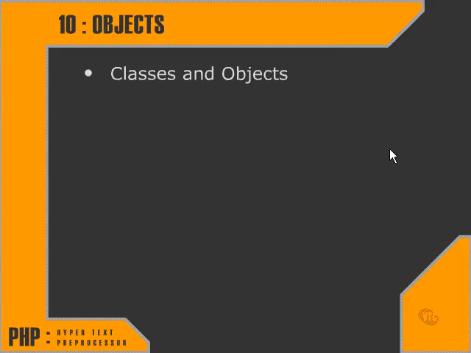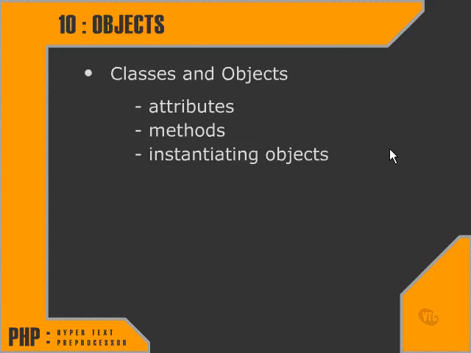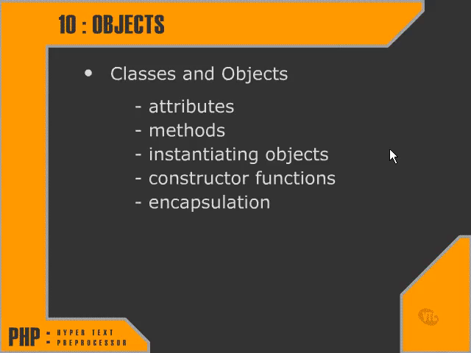Once we get to our text editor and get scripting, this will make a little more sense. Also, through this chapter, we're going to briefly cover these different topics: attributes, methods of objects, instantiating objects, constructor functions for classes, encapsulation, object inheritance, polymorphism, and aggregation.